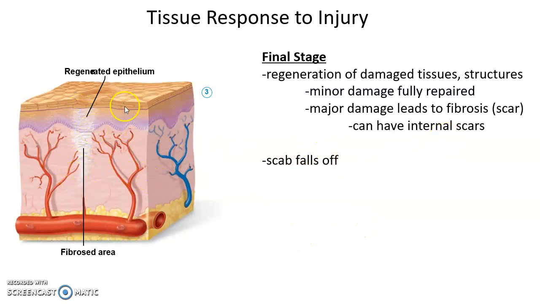If it's a minor injury, we will get complete healing. If it is a major injury, we will have scars. Scars are called fibroses, and scar tissue is never as good as the original tissue. And of course, finally, the scab falls off.